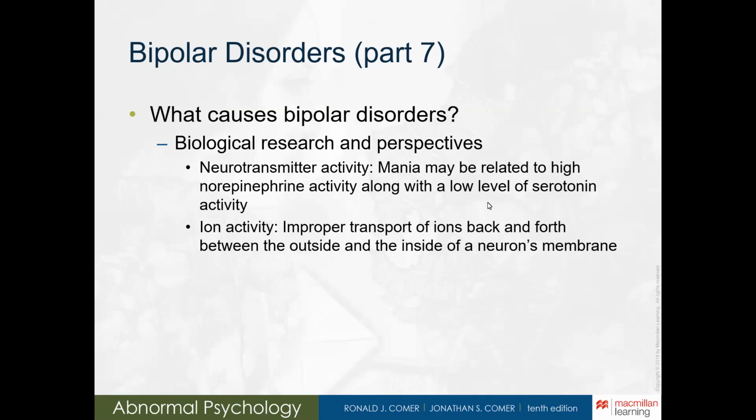When we look at ion activity, ions, which are needed to send incoming messages to nerve endings, may be improperly transported through the cells of individuals with bipolar disorder. Some theorists believe that irregularities in the transport of these ions cause neurons to fire too easily, which may be related to mania, or stubbornly resist firing, which leads to depression. And there's some research that can support this theory.